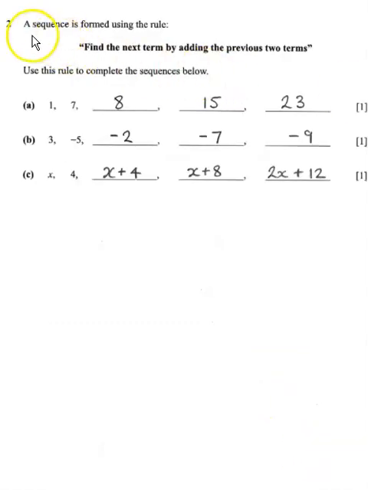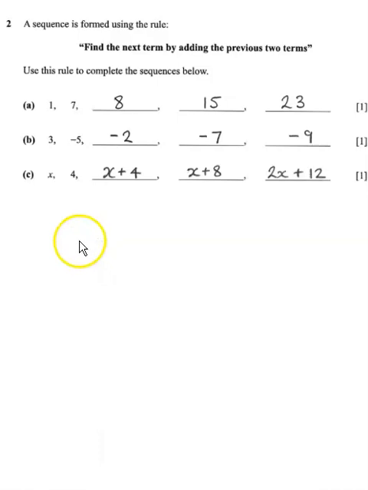So question 2 says a sequence is formed using the rule find the next term by adding the previous 2 terms. Use this rule to complete the sequences below. So we've got 1 plus 7 is 8, then 7 plus 8 is 15, then 8 plus 15 is 23. For question B, it's 3 plus minus 5, which becomes minus 2, minus 5 plus minus 2, which becomes minus 7, and minus 2 plus minus 7, which becomes minus 9.